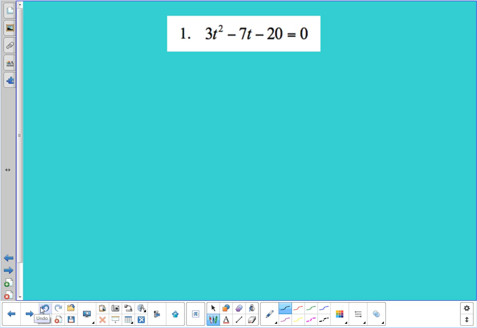All right, so let's just go ahead and try some. So number 1, I have 3t squared minus 7t minus 20 is equal to 0. The first thing that I want to do is figure out what is my a, my b, and my c. Well, a is always with the t squared, or the x squared. In this case, it's 3. B is always the -7 with the t term, and c is the constant. So a equals 3, b equals -7, c equals -20.